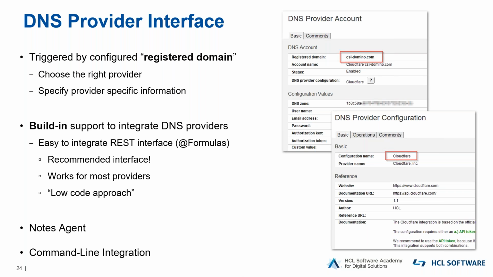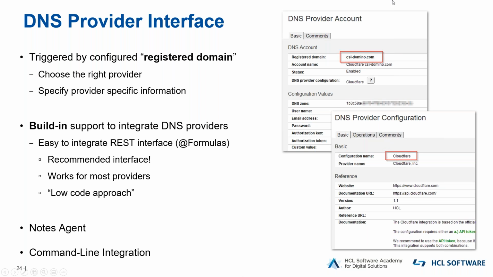So how is that triggered? What is the difference between a server or a host that is requesting HTTP-01 challenges and DNS challenges? There's a very easy distinguisher between them. It's all done by the registered domain. So if you put into your DNS account, like in this case, that's one of my domains, csidomino.com, and it's using the Cloudflare integration that you will see in a minute.